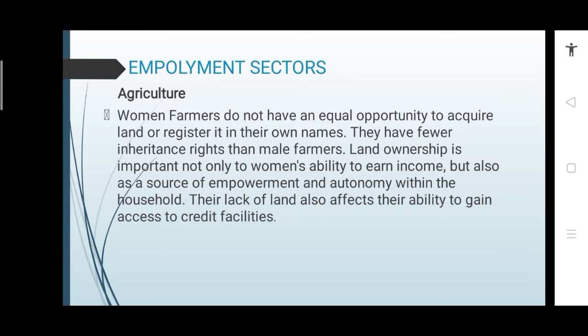Next is agriculture. In the employment sector, women farmers have unequal opportunities to acquire land or register it in their own names. They have less favorable inheritance rights than male farmers. Land ownership is important not only for a woman's ability to earn income but also as a source of empowerment and autonomy within the household. Their lack of land also affects their ability to gain access to credit facilities.